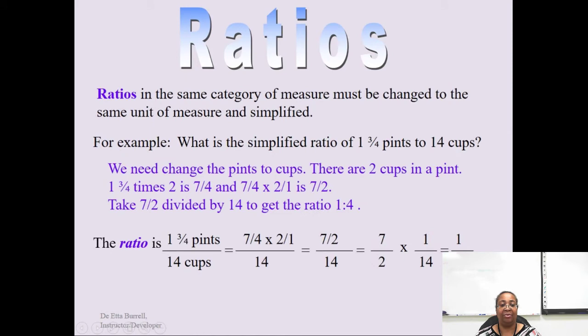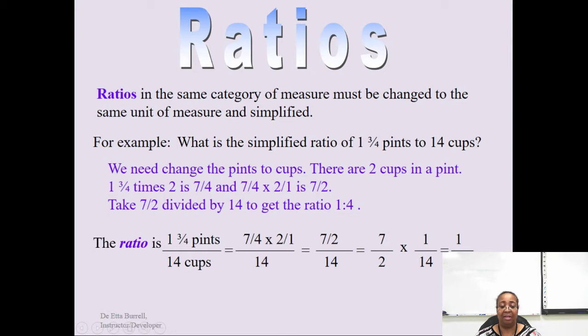Now, ratios in the same category of measure must be changed to the same unit of measure and simplified. What I mean by this is if you're talking about capacity like teaspoons and tablespoons, or cups compared to pints or gallons, you need to get them in the same unit so that you can write a ratio that reflects the true nature of the ratio, okay?